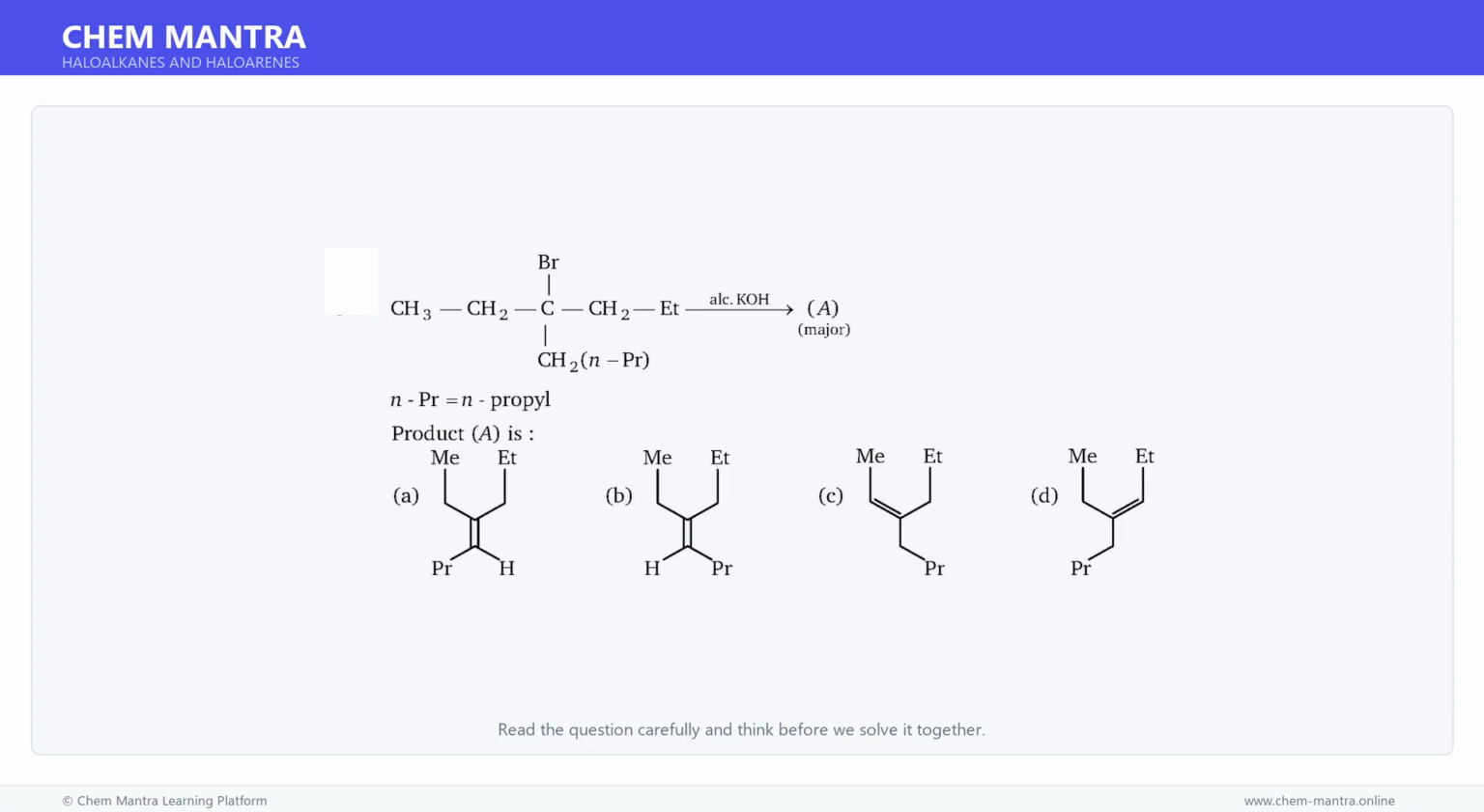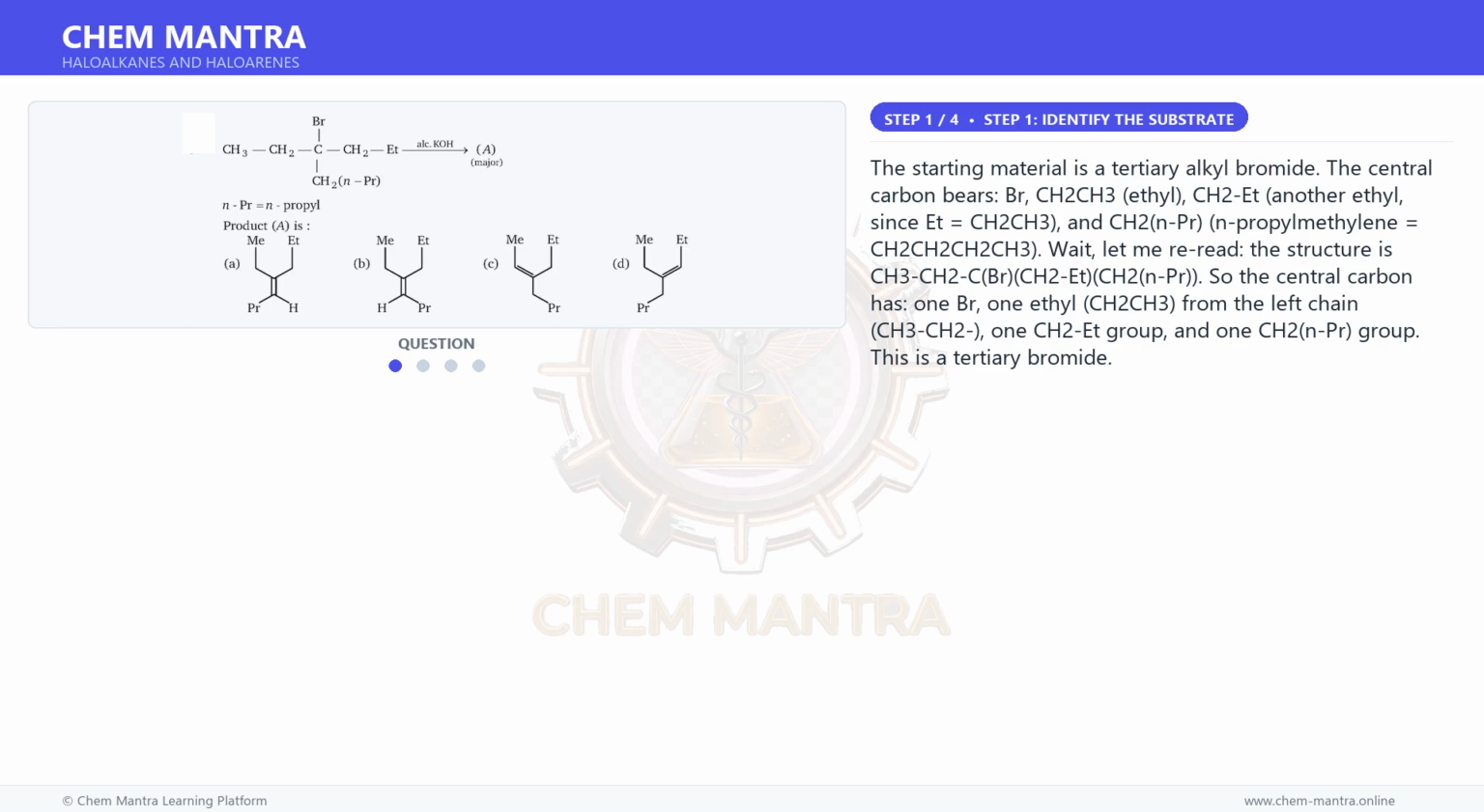Here is a question. Read it carefully and think about the answer. Let us solve it step by step. Let us begin solving this step by step. The starting material is a tertiary alkyl bromide.